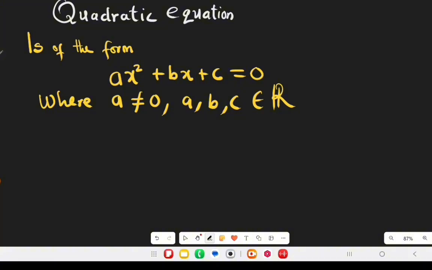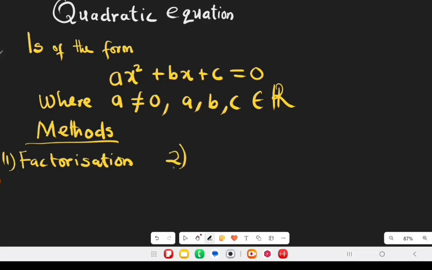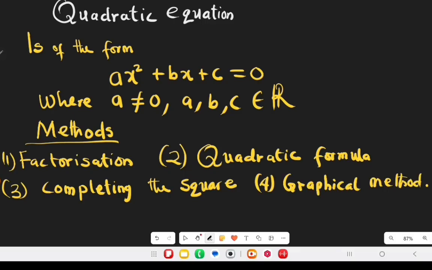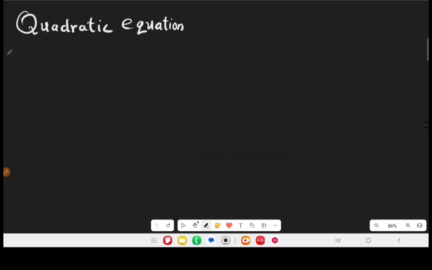Now, we have different methods of solving quadratic equations. We have one, factorization method. Two, quadratic formula. Three, completing the square. And four, graphical method. Now, we are going to take one example, then use different methods to solve this example and see if we will have the same answer. Let's dive in.